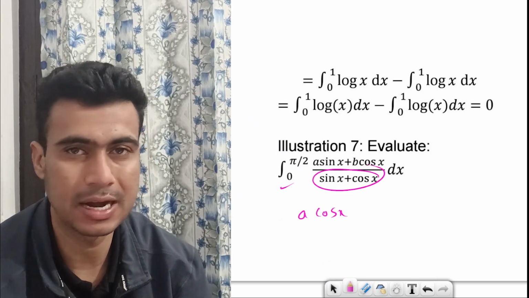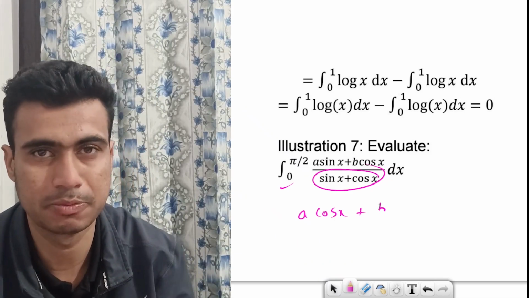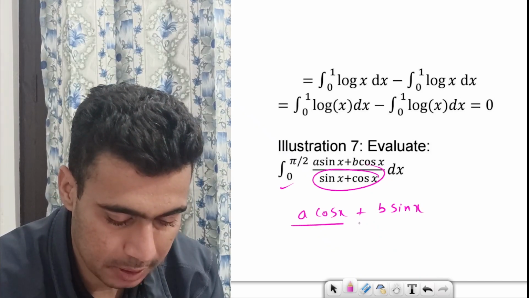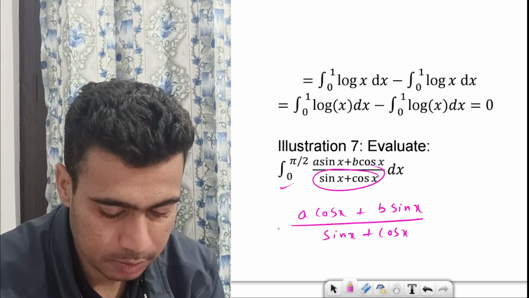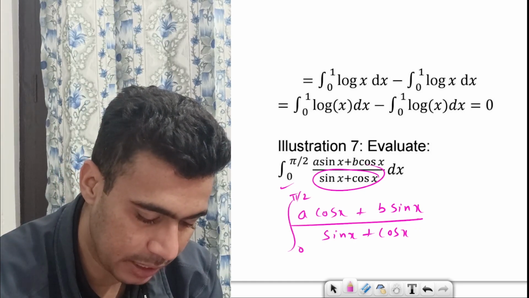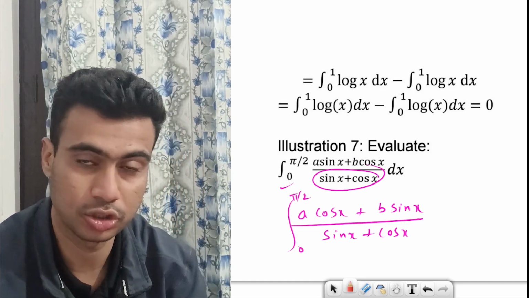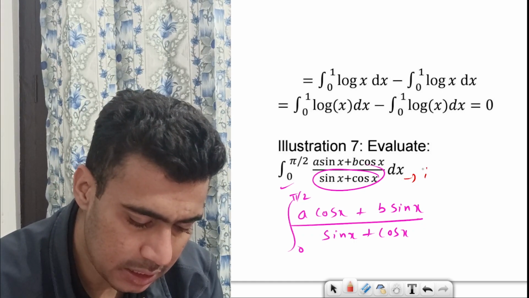I have applied the property directly, that is, I'm putting pi by 2 minus x in place of x, because a plus b is pi by 2. So I got a cos x plus b sin x in the numerator, and in the denominator I got sin x plus cos x. Fine, a little bit of steps you need to cancel in your mind for a better and faster solution.